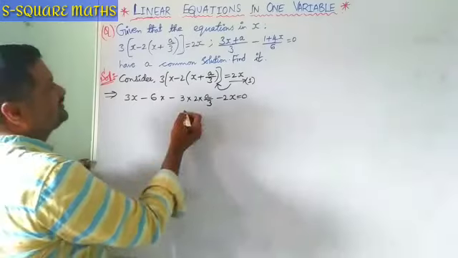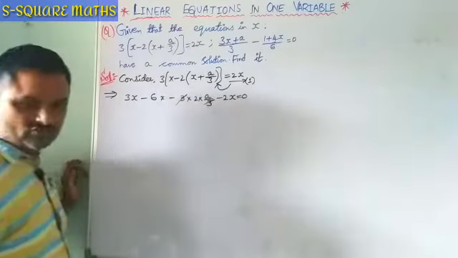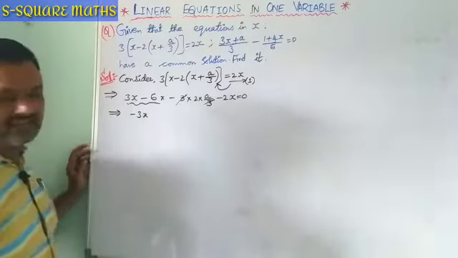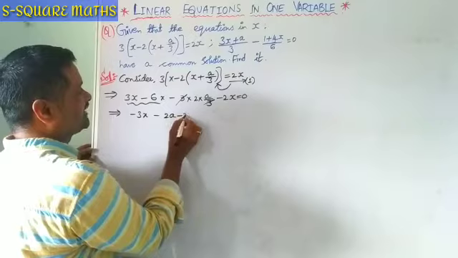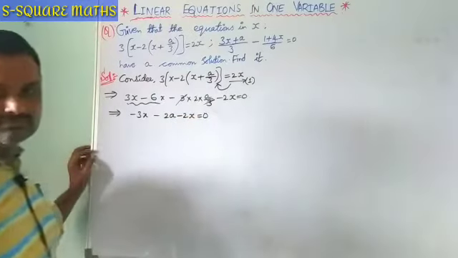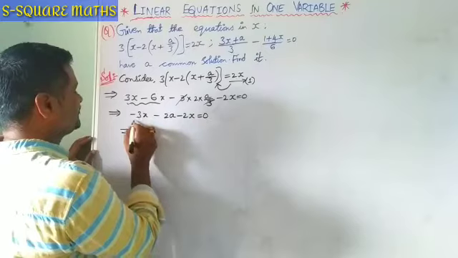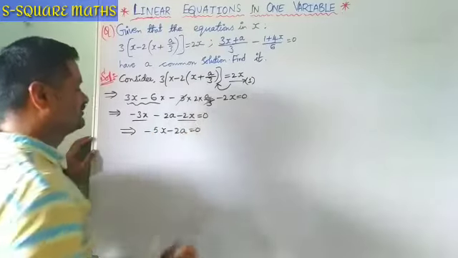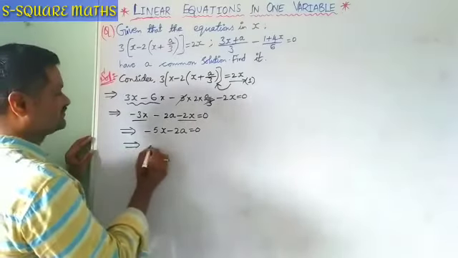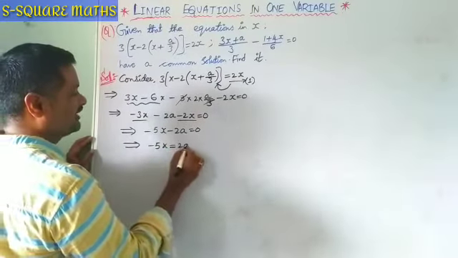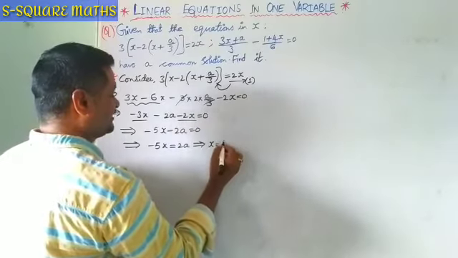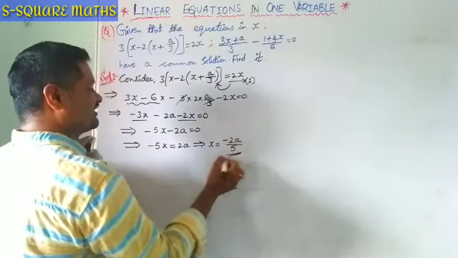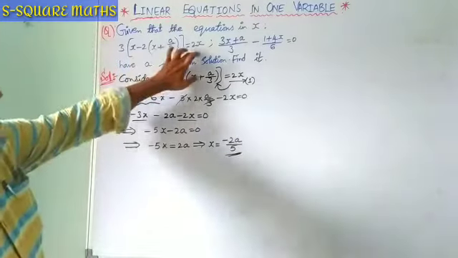Now here multiplication is the operation, so that I can cancel. So this gives you minus 3x, and here it is minus 2a minus 2x is equal to 0. Now I can write it as minus 5x minus 2a is equal to 0. This implies minus 5x is equal to 2a, so x is minus 2a by 5. So this is our x value for the first given equation.